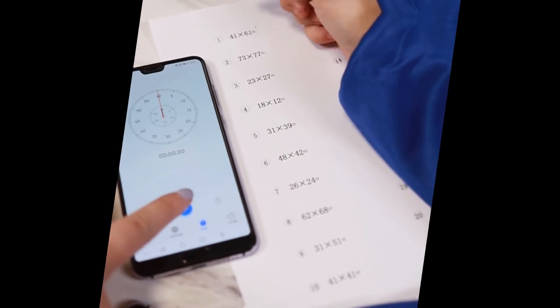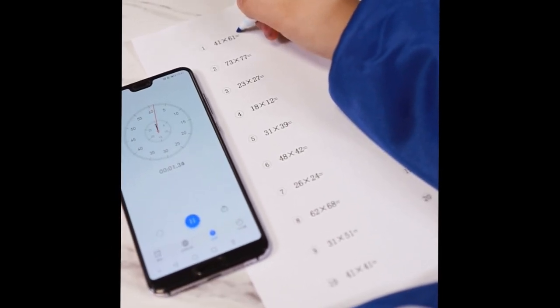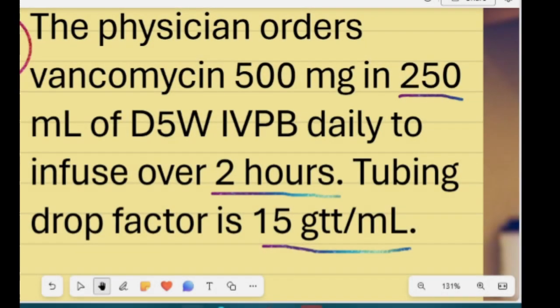Now let's go into a problem that you might see on a test, okay? Something I like to give as an educator. So you're given a problem like this.